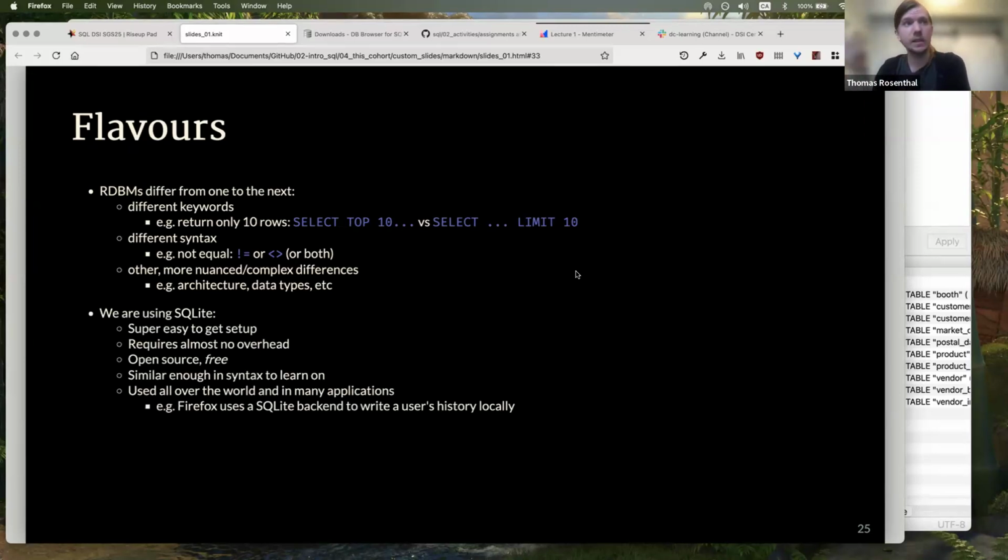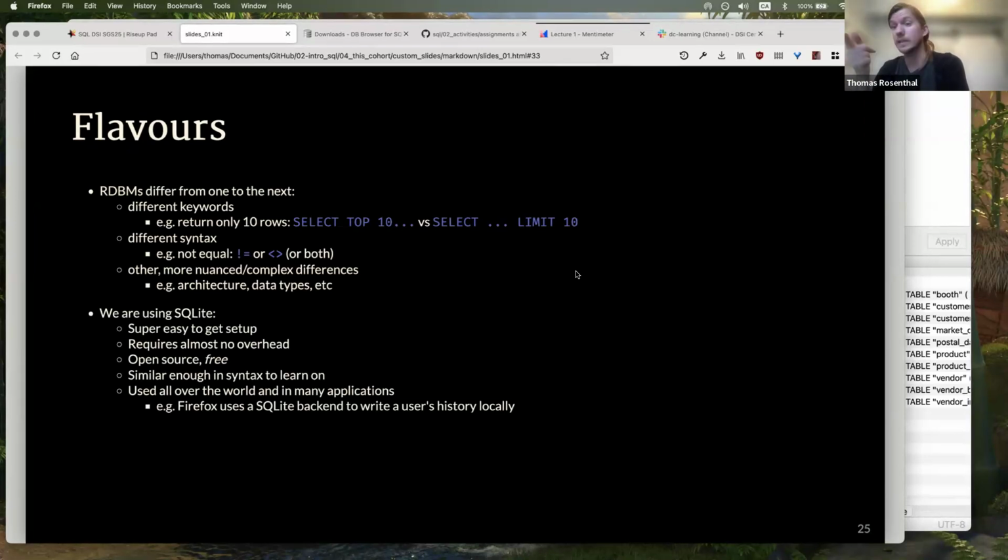We're using SQLite. It's easy to get set up. It requires almost no overhead. It's open source, it's free. It has really similar syntax to other ones, so it's great to learn on. And it's used all over the world in loads of applications.